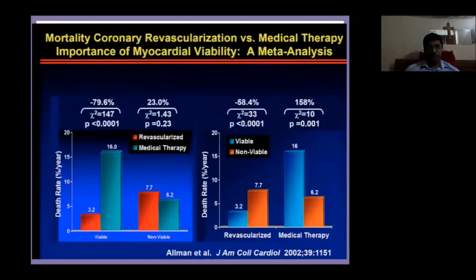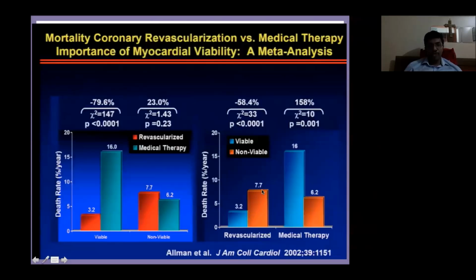Just to put it to those who are still on the fence in terms of viability, and this is Allman's data, I'll just quickly run you through this. When you have viable myocardium and you keep the patient on medical therapy, you have a 16% event rate per year. And if the patient is revascularized, it just drops to about 3%. So the huge benefit of revascularization in viable tissue.